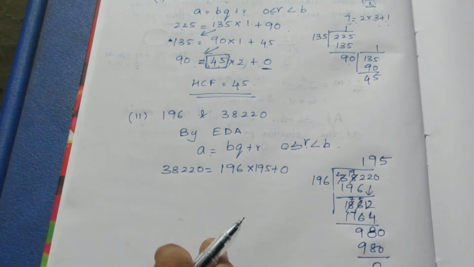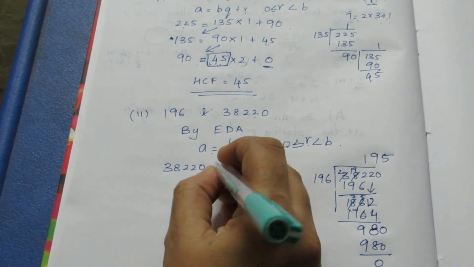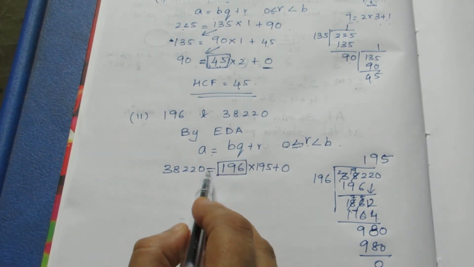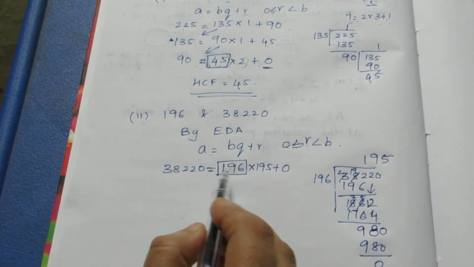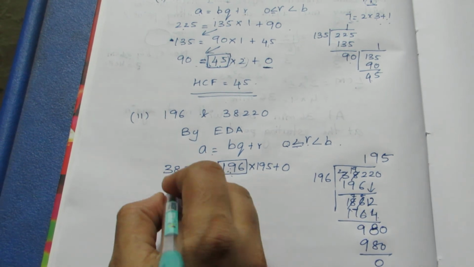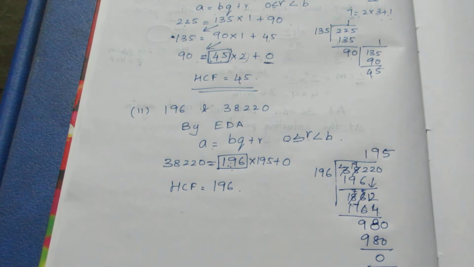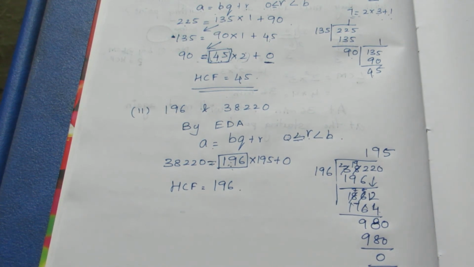As 0 comes, we need to stop. Now your HCF will be the number which is after the equal to symbol. So 196 will be my HCF. So the second sum, the answer is 196. The HCF of the given numbers is 196. We'll move on to the third one.